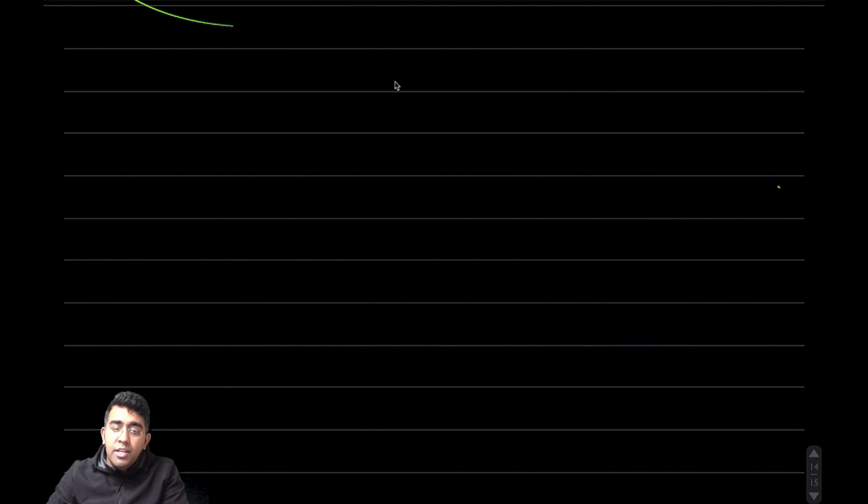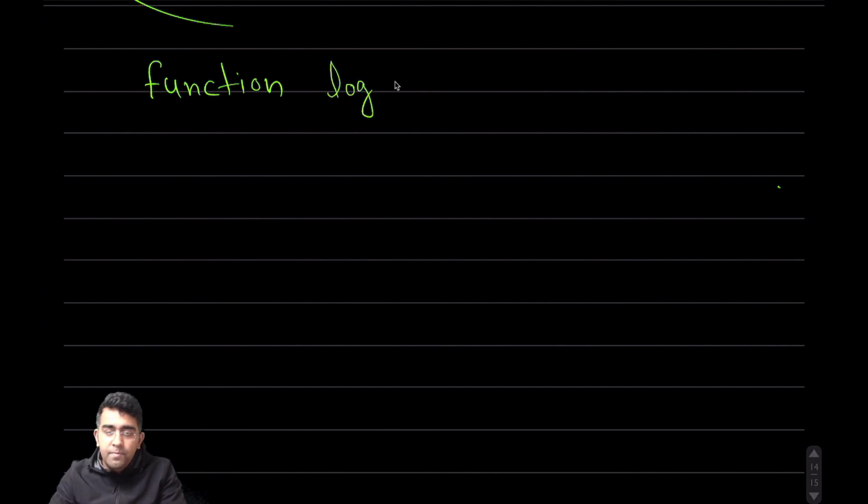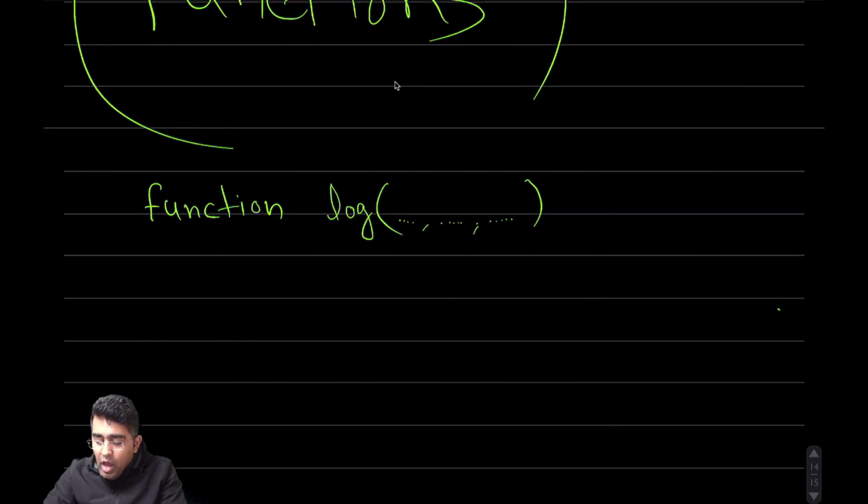A function definition, which is also called a function declaration or a function statement, consists of a function keyword. So we define the keyword function. Okay. And then we define a name for the function. In this case, I will say log. All right. And then we use parentheses, and inside the parentheses, we can define multiple parameters. I will talk about what a parameter is in a second.